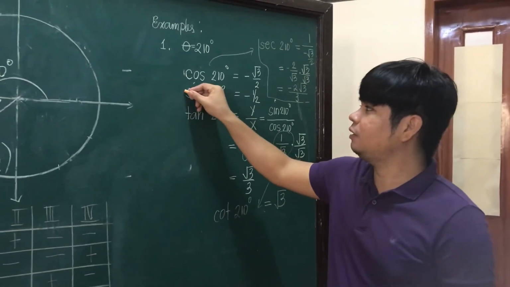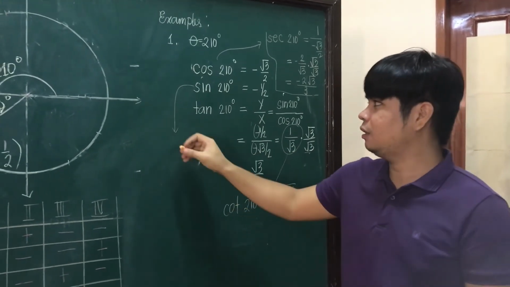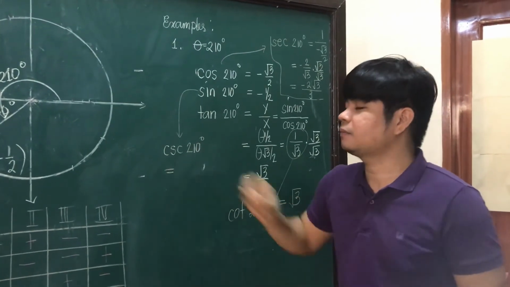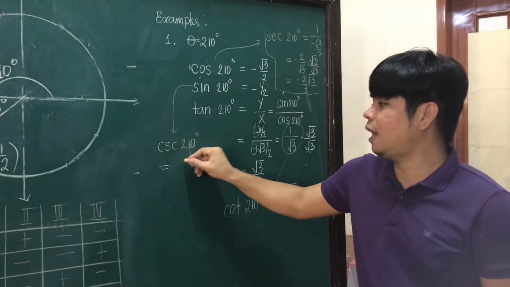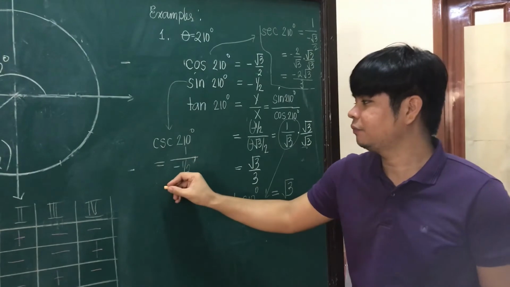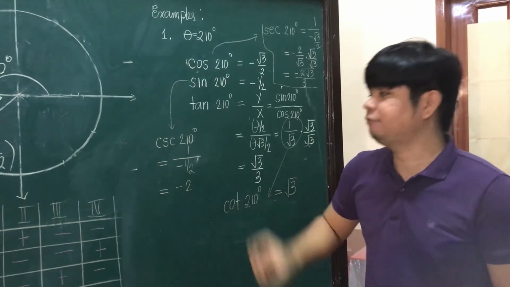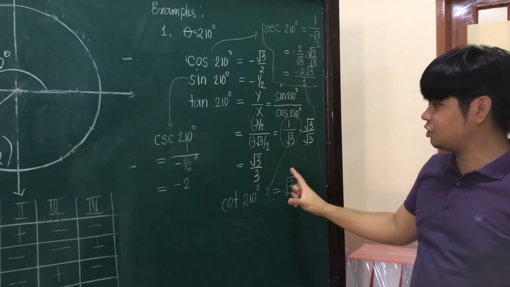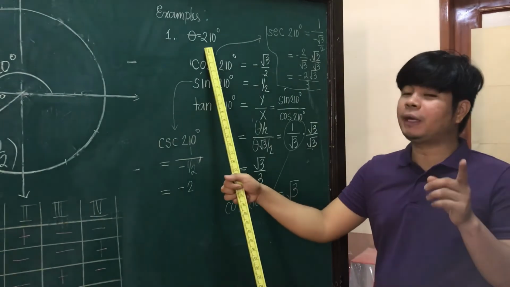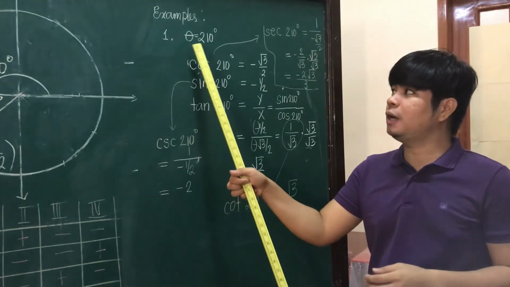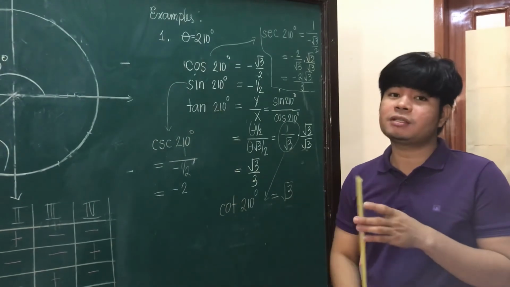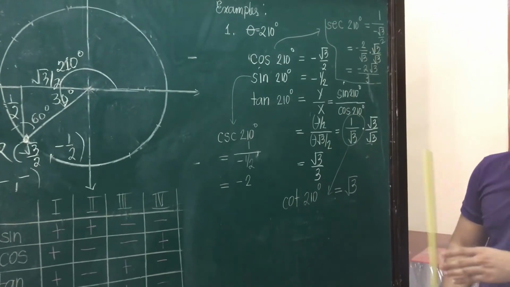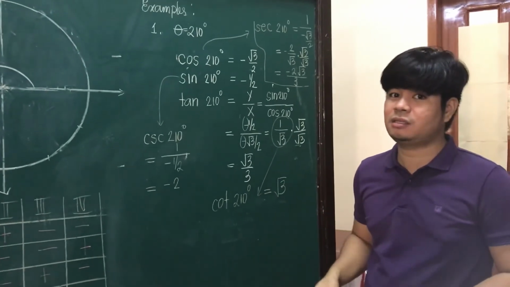Now for sine 210 degrees, its reciprocal identity is cosecant 210 degrees. So get the reciprocal: 1 over negative 1/2 is equal to negative 2. So that is the value of cosecant 210 degrees. These are the 6 trigonometric values when an angle forms 210 degrees, and the coordinates of the point R here will guide us as well in finding the other 4 remaining values.